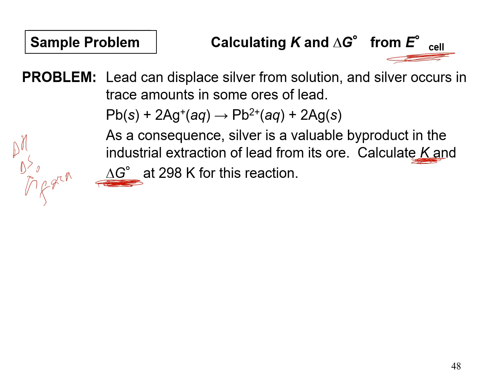Now what do we need? We need K and we need G. The only information that we have is our chart. So again, you're going to go back to your chart and identify your reaction. Pb is changing to Pb2+, Ag+ is changing to Ag. It's getting very repetitive. So you go back, look for these values, solve for E naught of the cell, and then use the equations that are given to you to solve for K and delta G naught.